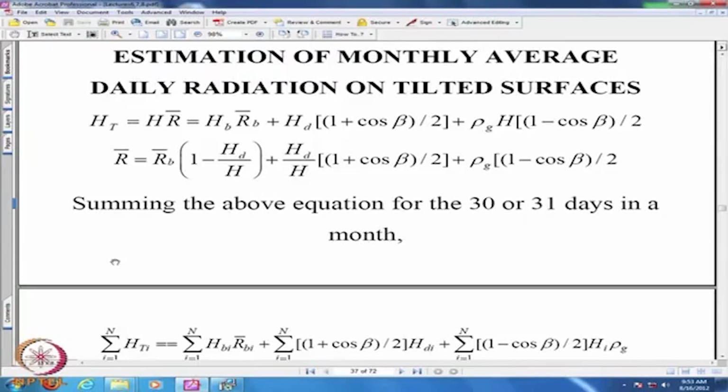We have talked about estimating the conversion factor from solar radiation on a horizontal surface to any tilted surface on a daily basis. With a suitable approximation, we could do it with one single multiplication factor to the solar radiation on a horizontal surface without calling for hour by hour calculations. Now, can we do something similar to estimate the monthly average daily radiation on tilted surfaces?